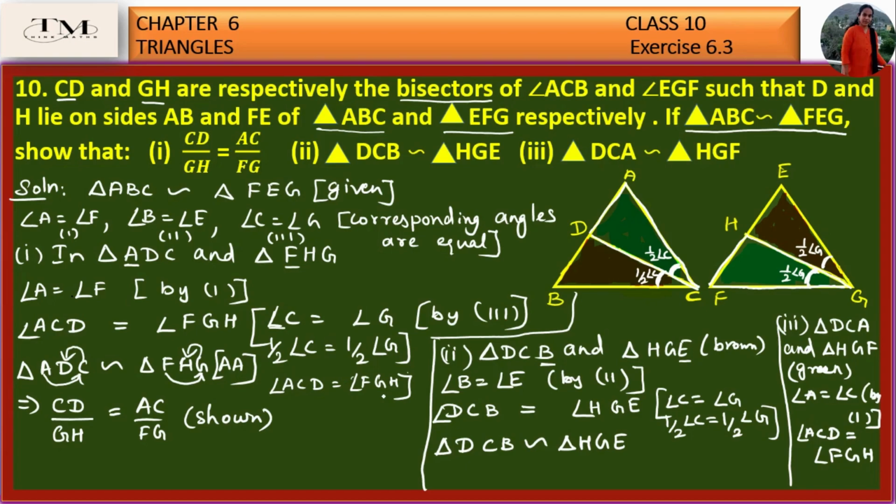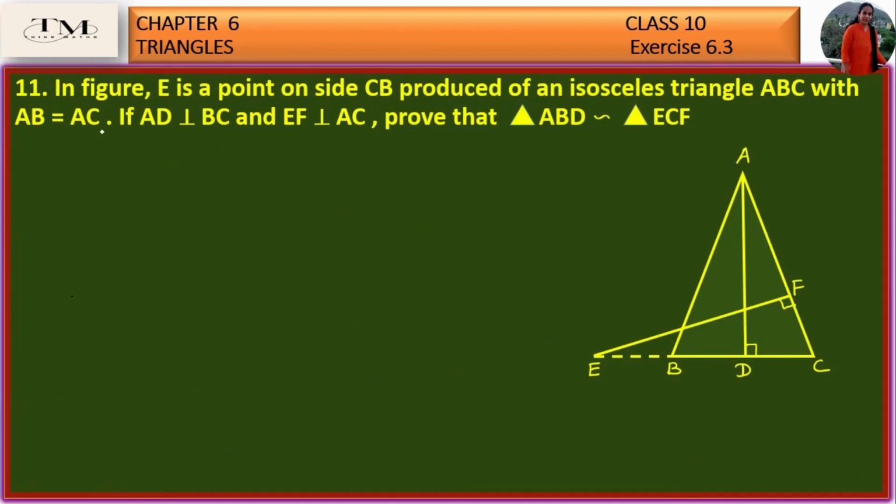Therefore, angle ACD is equal to angle FGH. So, two angles are equal. Then, triangle DCA is similar to triangle HGF. So, what is the reason? Angle similarity. Okay, children? Can you understand? I hope you can understand this proof. So, moving on to the 11th one.